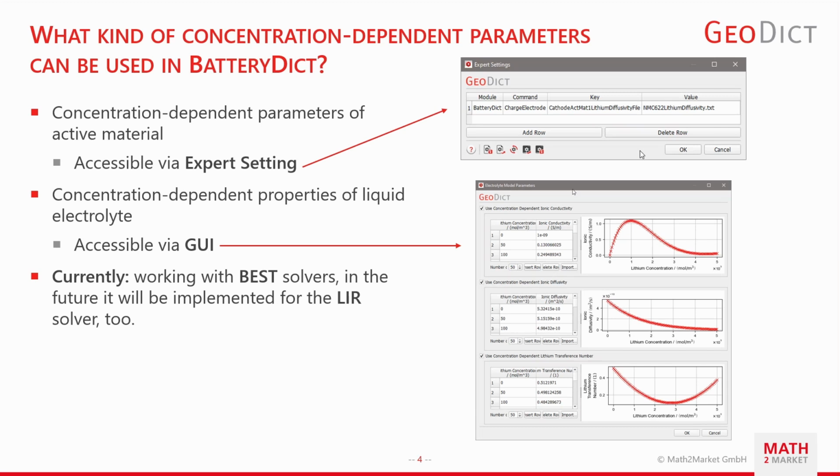And the other component in the battery that can have concentration-dependent parameters is the electrolyte. There it can be the ionic conductivity, the diffusivity, or the transference number. And here you can set it up in the graphical user interface. I just want to mention that this is at the moment possible if you use the best solver in BatteryDict simulation. We are working to implement it also for the LIA solver, the other solver in BatteryDict.